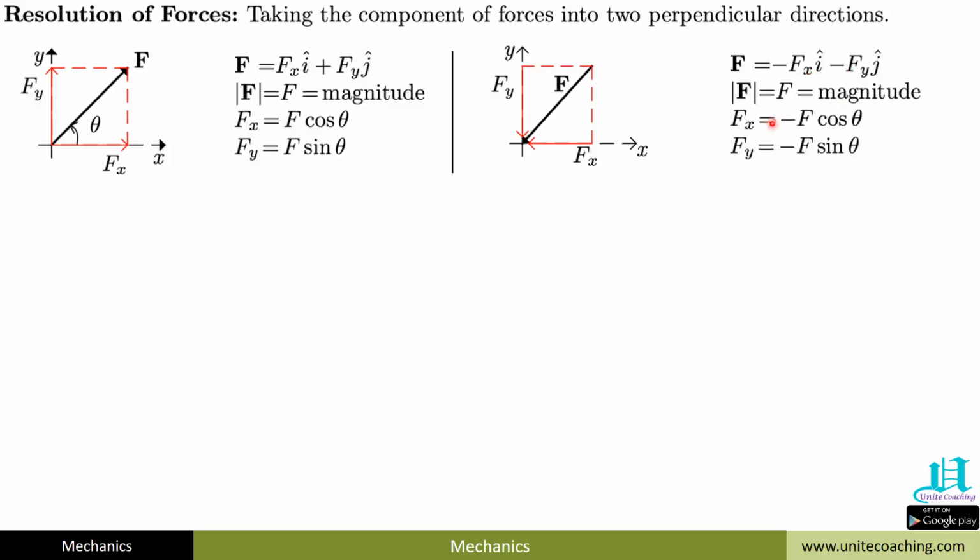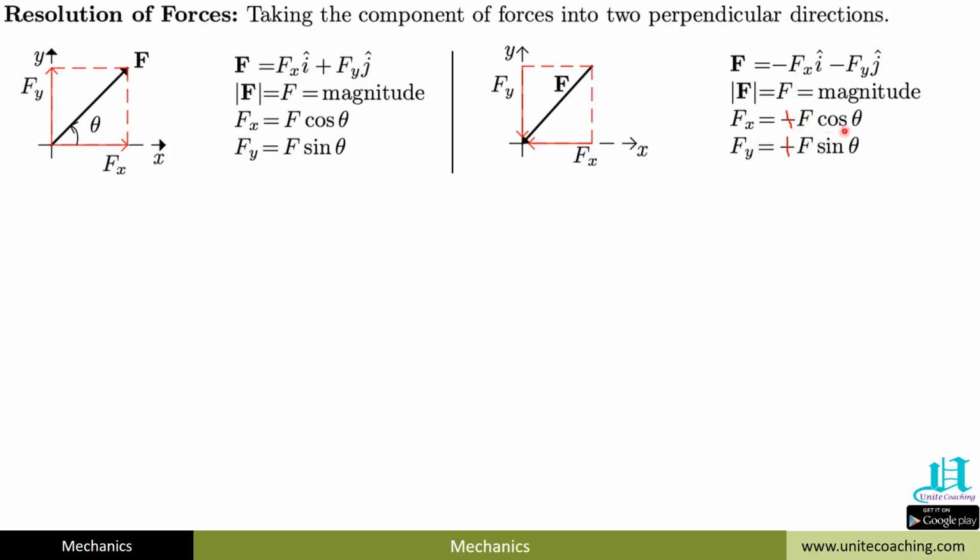So fx will be equal to f cos theta and fy will be equal to f sin theta. Here they should be positive because we don't have any concept of the magnitude of the components being negative, right? The other thing you can say is that either you make these negative or these negative. We have already made these signs negative, so that is why we are taking these as positive, right? So fx will be equal to f cos theta and fy will be equal to f sin theta only.